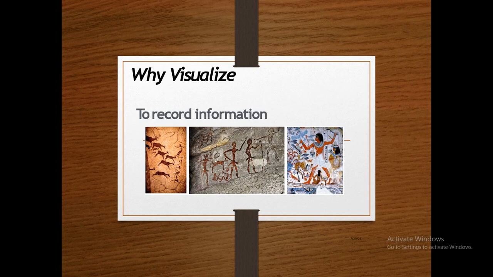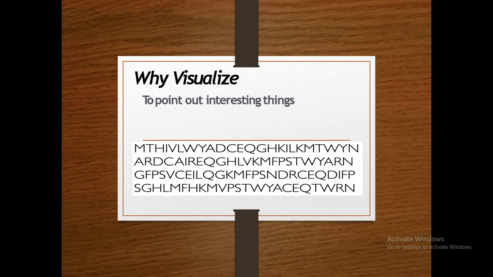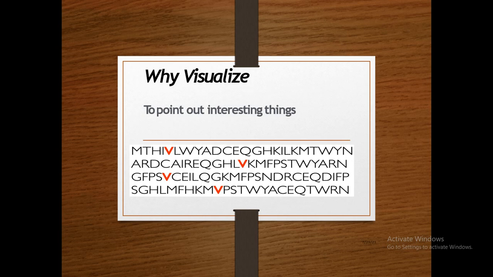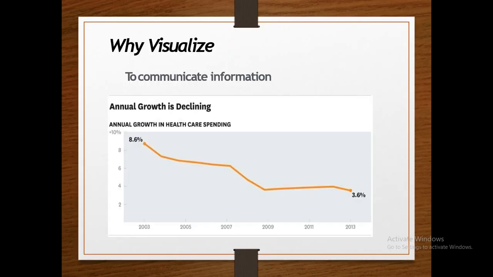Why visualize? Because I am going to record the information. It may be pictorial format, it may be written format, so we are going to visualize the information and record it. Here we are going to point out the interesting things by visualizing. For example, if you see the screen, now I am going to point out the interesting thing, that is the V character. So can you see this? We are going to point out the interesting thing by visualizing it.